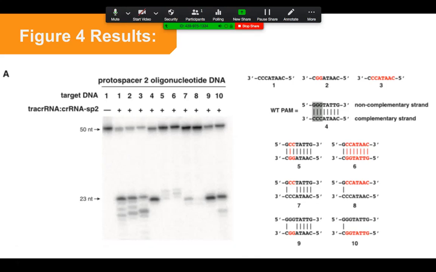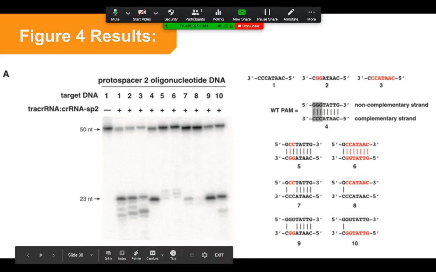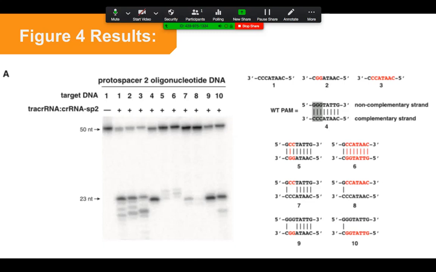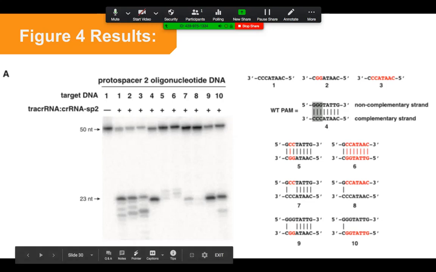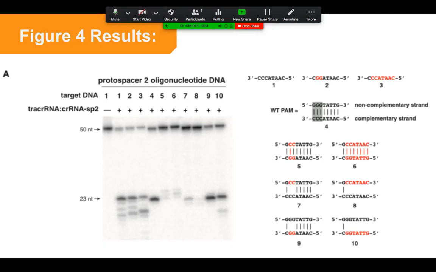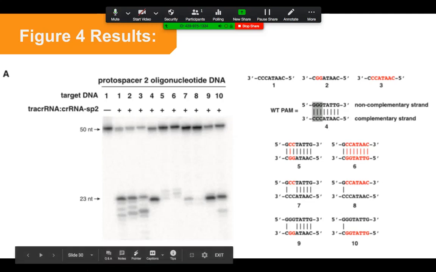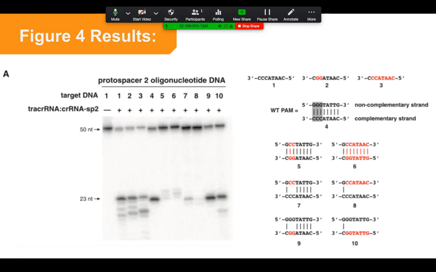So we have 50 NT and 30 NT, and you can see that in 5, 6, 7, and 8 that they are darker and that they don't really show up in 30 NT. So you can see that the complex's recognition of mutations in the PAM sequence only really happened in the non-complementary strand versus the complementary strand, where in the type 1 CRISPR-Cas system, that is where DNA cleavage is most effective.